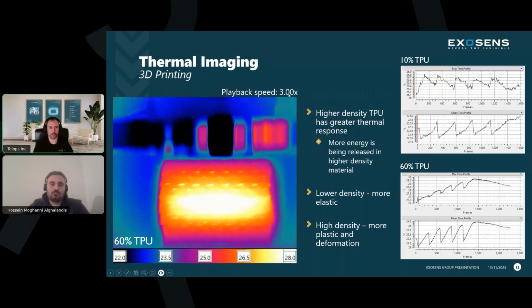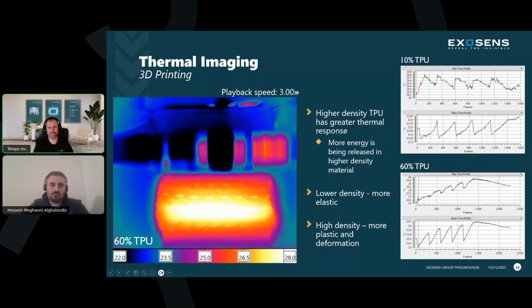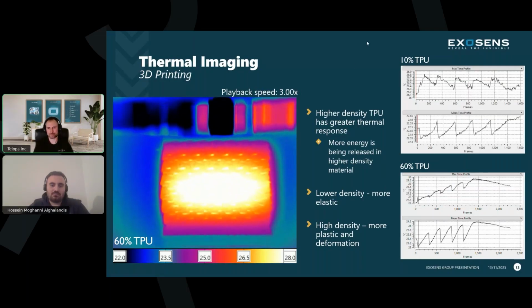This video, of course, is played back at a much higher speed than what the actual test was taken at. But we can see, if we look here in our charts, that as the compression occurs, we start to see the increase in temperature within the material. And we can see the maximum and the mean temperature increase over time. So what they were able to find is that a higher density of the polyurethane material has a greater thermal response. So more energy is being released in the higher density material. And with the lower density material, you have something that's a little bit more elastic.